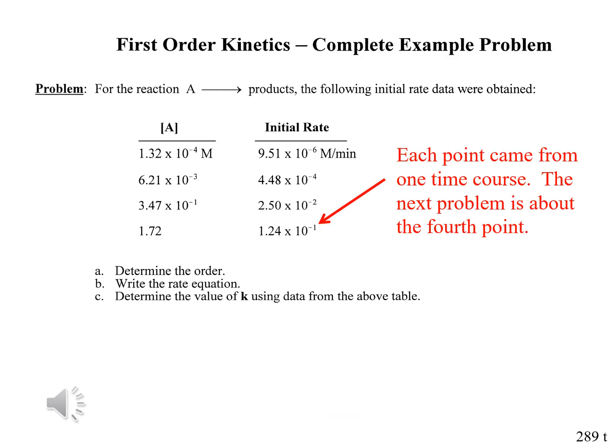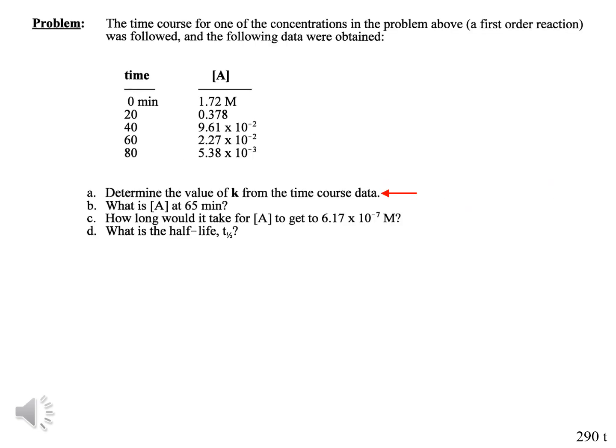Now each of the points on the graph, concentration versus rate, comes from a time course. So I next give you the time course that gave rise to the 4th point. The person started with 1.72 and followed the concentrations with time. And from that, we want to determine K. So for time data, you're going to make a 3rd column.